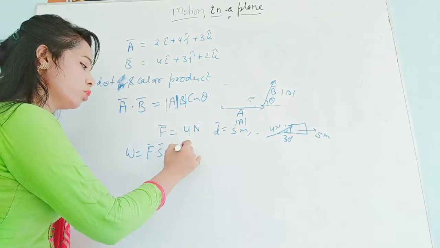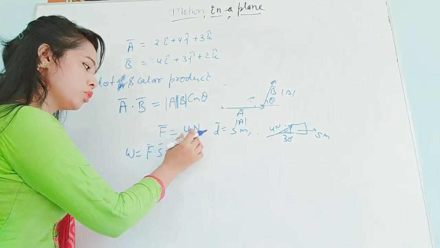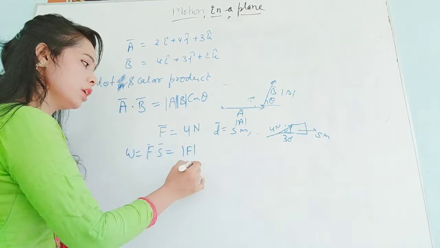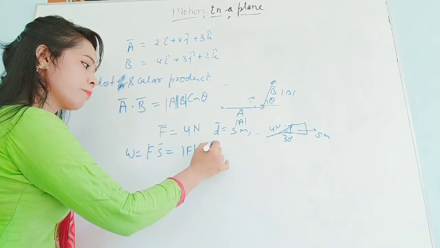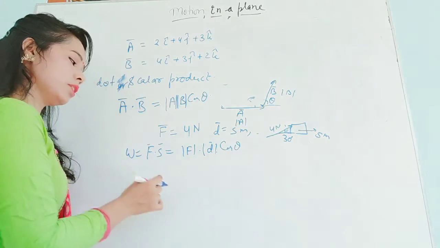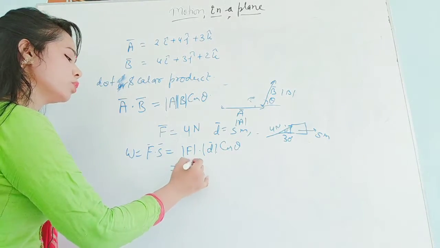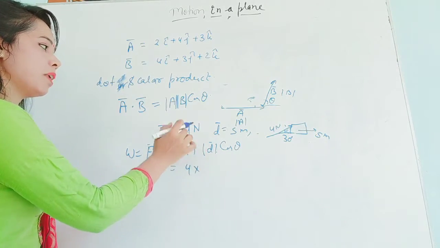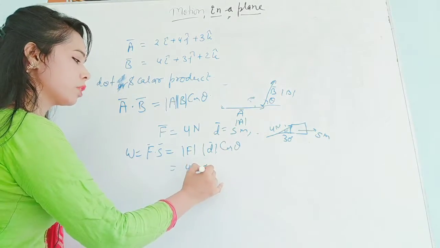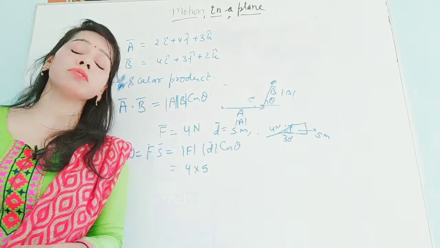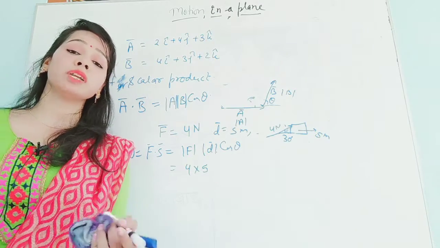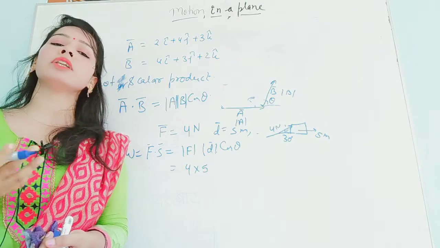So what is the magnitude of force? A means magnitude of force. So this is magnitude of force into magnitude of displacement into cos theta. This would be the formula. Now see, the force is 4 Newton, and the displacement is 5 meter. Magnitude means value only. In the first video I have explained what magnitude is. Magnitude means the value of any vector.